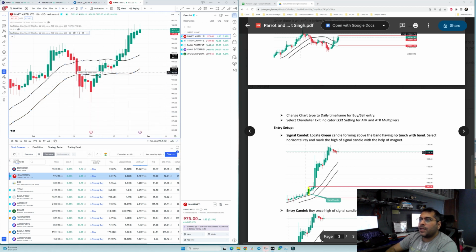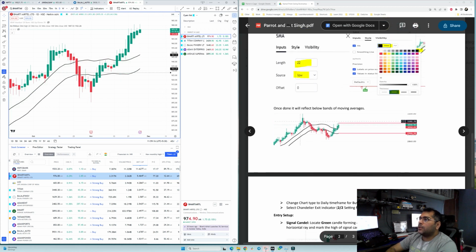Now this is the same indicator which I had already set up. I will just simply remove this. And again we would need the Chandelier exit, and the settings would be 2,2. Now for stock selection, we are not worried about Chandelier exit. Chandelier exit will come into play when we have to track the stock after our first target hits. So for the time being, we will keep it hidden.